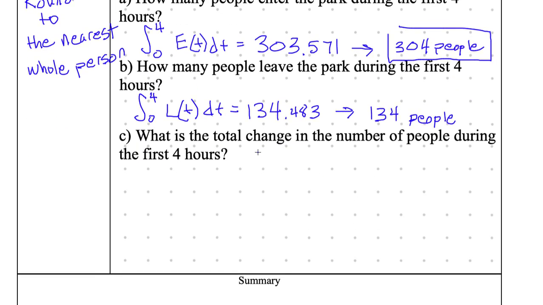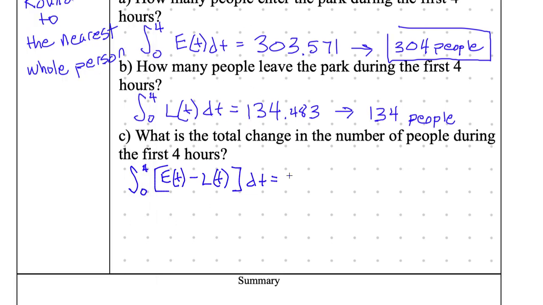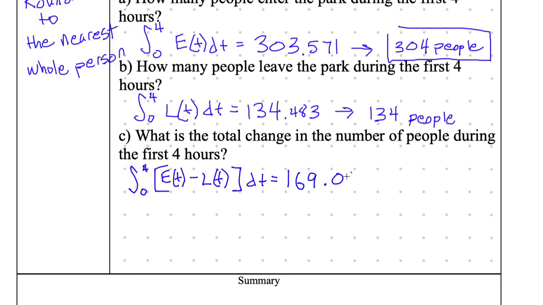And part C, what is the total change in the number of people during the first 4 hours? What am I going to do in this case, Claire? The integral from 0 to 4 of E of t minus L of t, and then all of that times dt. So that's my same thing, except I'm going to enter Y3 in this case. VARS right, enter 3. Then hit enter. I get 169.087, and that turns into 169 people.